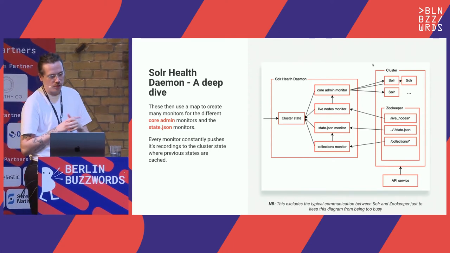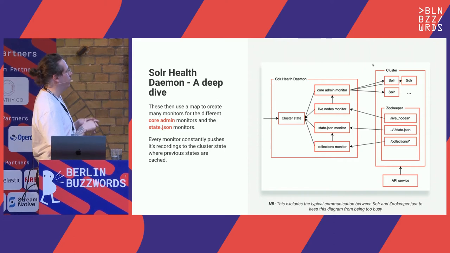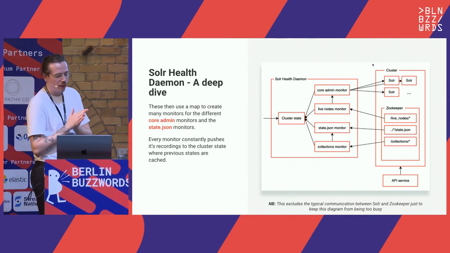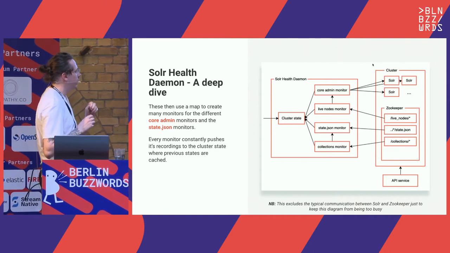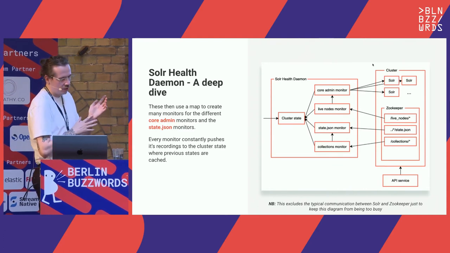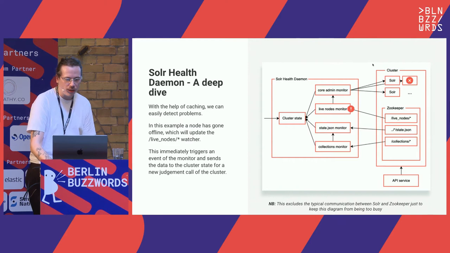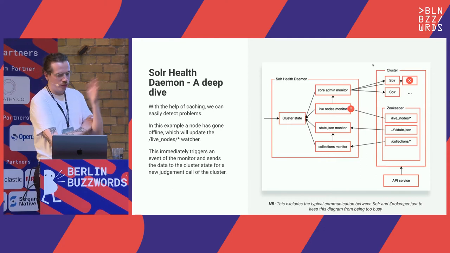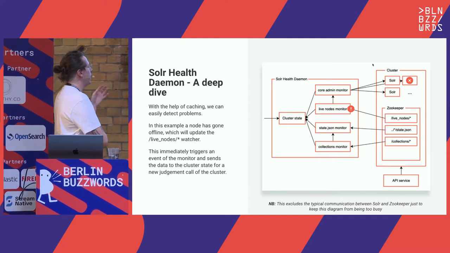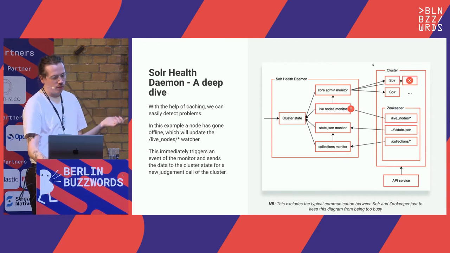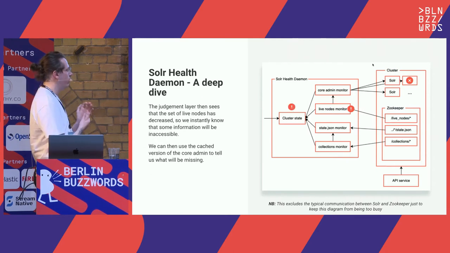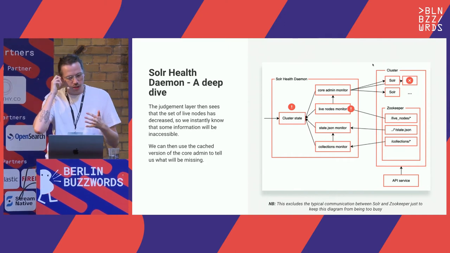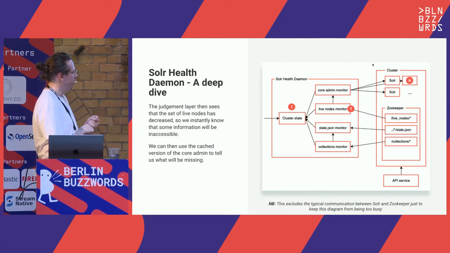And so each one of these monitors then is pointed to a specific Solr pod, and it will collect the core admin API. And then the state.json is very similar, but the state.json is under a collection. And then all of these monitors will collect this data, and they just constantly send this to the cluster state, which caches this. But in the event of something happening, so say if a Solr pod drops offline, obviously the watcher will notify the monitor because it's changed. And at this point, the monitor then sends an event to the cluster state where it does a recalculation of the cluster and its health, and it will emit this on its API, and we would get a ping on our phones saying that the cluster is unhealthy.